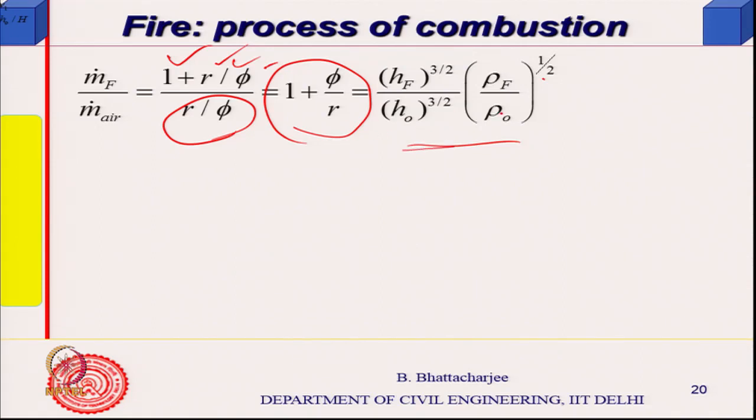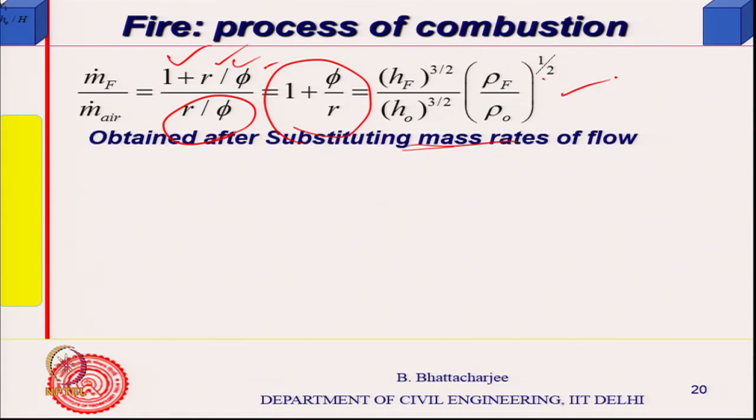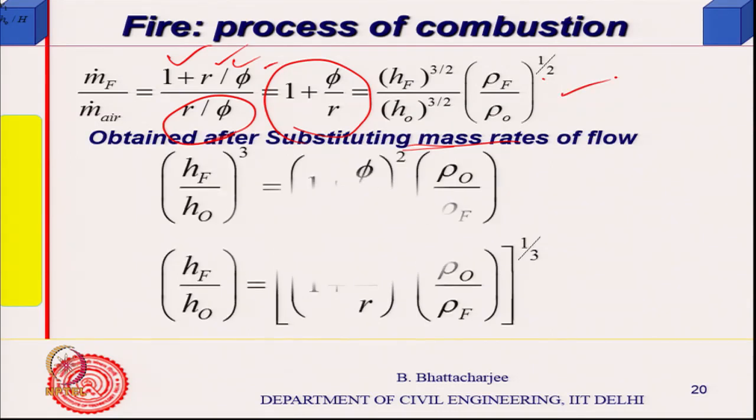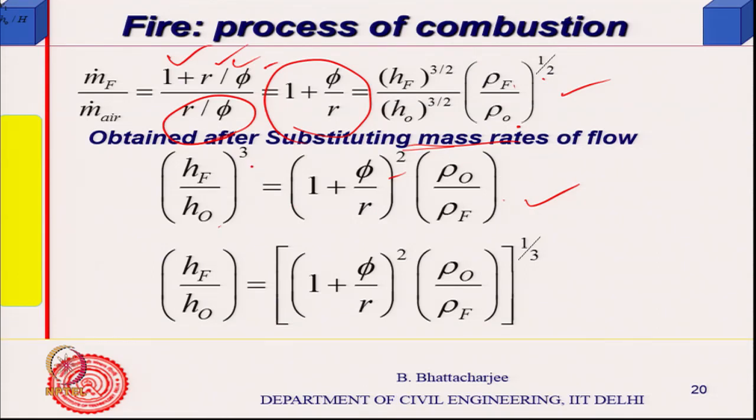So, this ratio is something like this, which you have just calculated, and if phi is equal to 1, I can get an expression for h f by h 0 in this manner, because squaring both sides, this will become squared, rho f by rho 0 I will be left with, and this will be to the power 3. So, h f by h 0 is given by this formula.